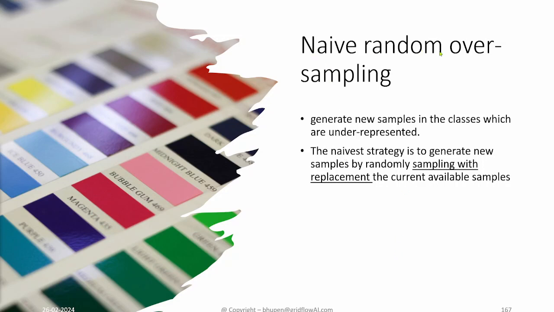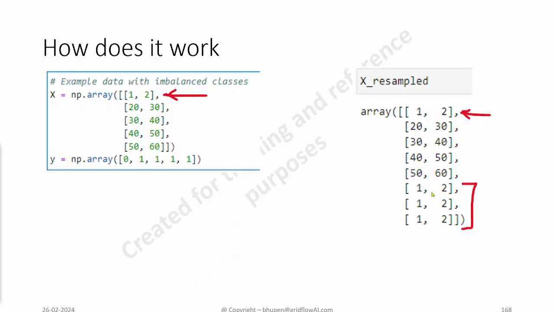So naive random oversampling is a method that I'm going to show you. This method is just to give you an illustration as to what the imbalance problem is and how we deal with it. In practical projects, you're not going to use naive random oversampling. This is just for illustrating the concept of data imbalance. This is the naivest strategy to generate new samples, compensating for the lack of data in the minority class. Let's talk about how we do so.